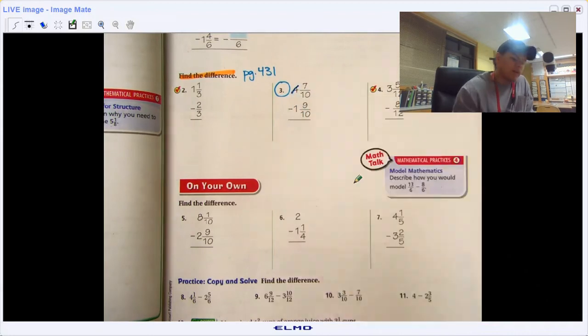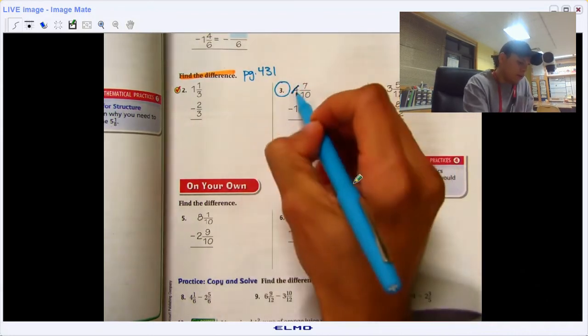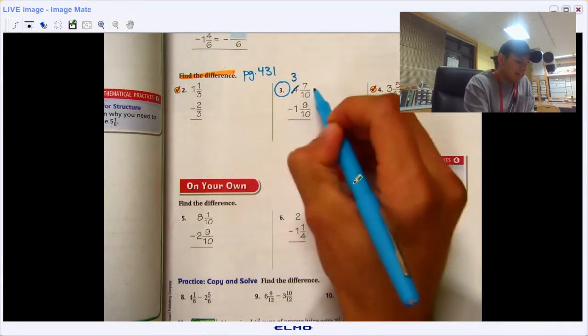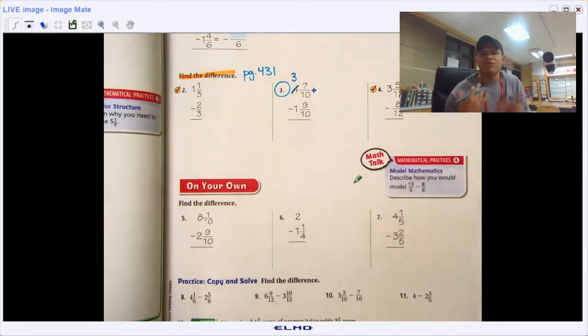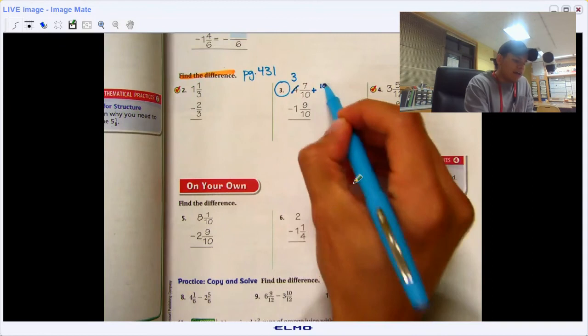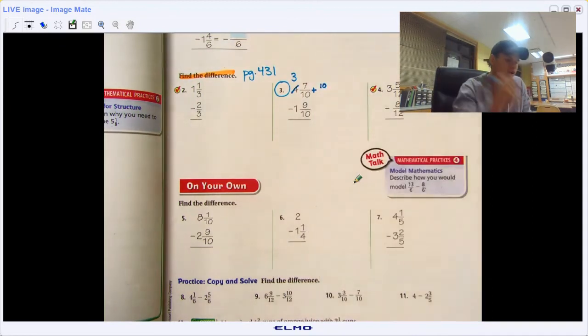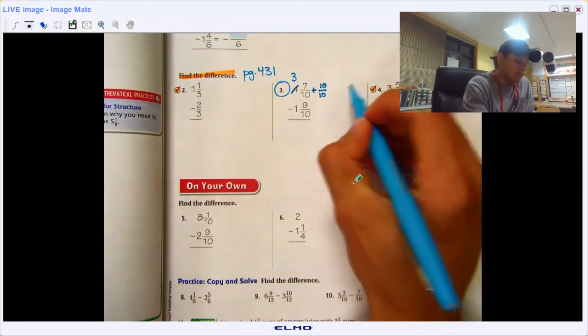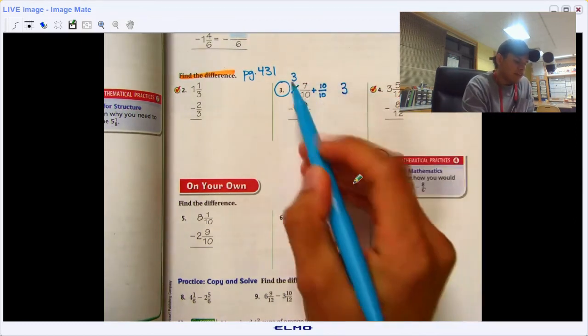How do we do that? Well, let's regroup one whole from our whole number. 4 minus 1 whole is 3. And let's add one whole, but in fraction form. Again, I've said this 100 times, I'll say it 100 more. One whole in fraction form has the same numerator and denominator. Okay? So that number becomes 3.